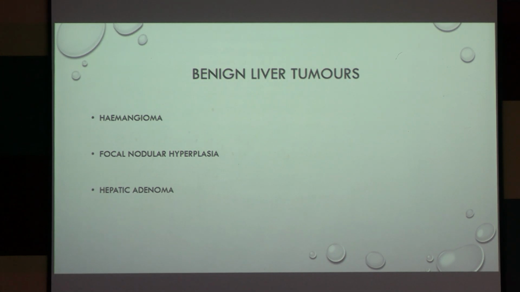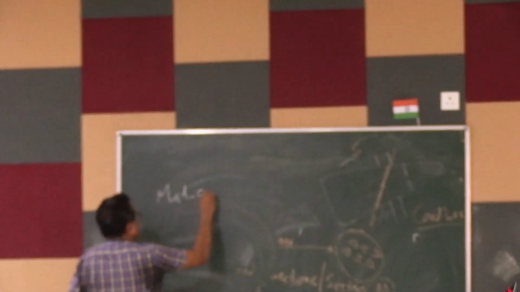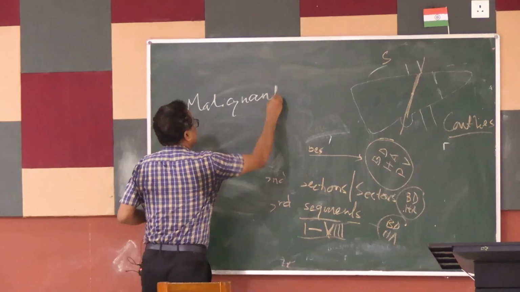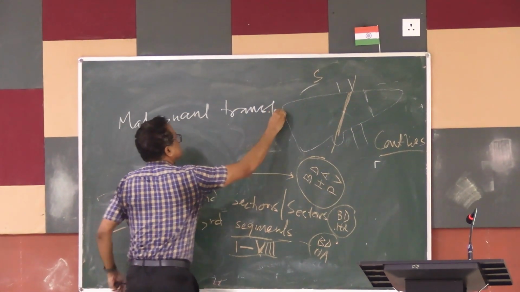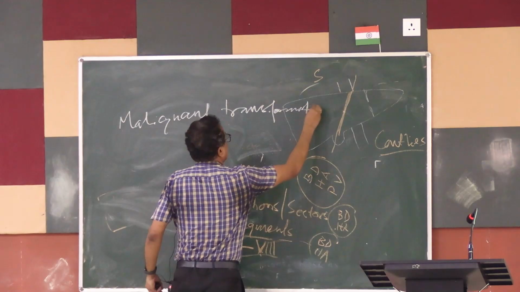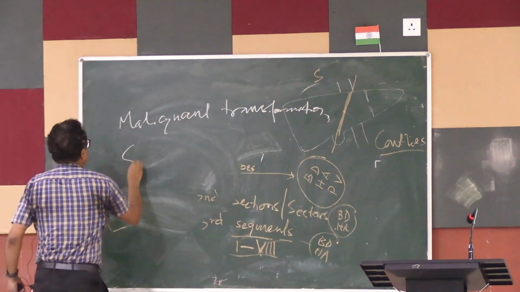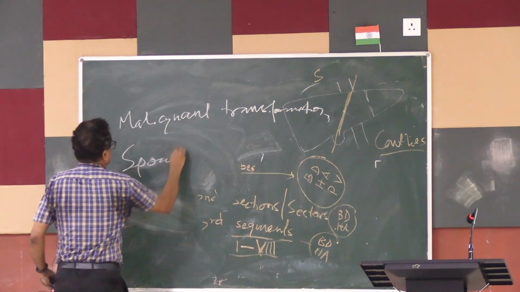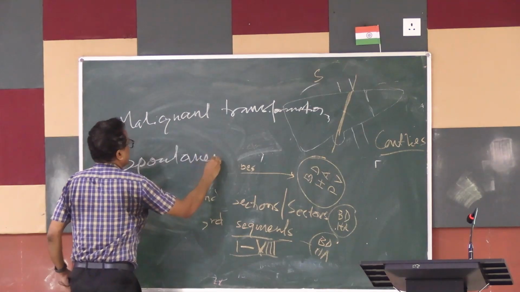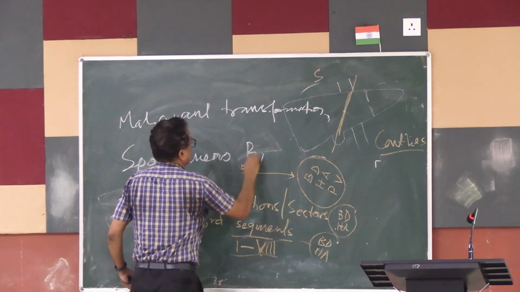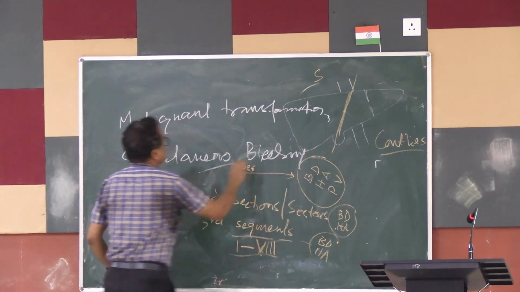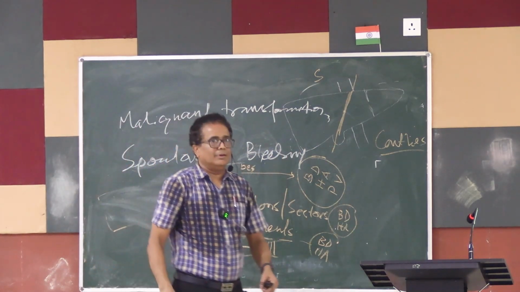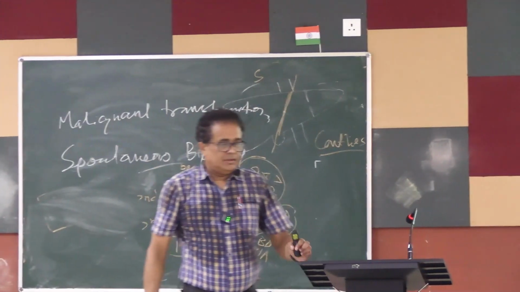One is the chance of malignant transformation. আর 2 নম্বরটা হচ্ছে spontaneous bleeding. এই দুটো জিনিসের উপরেই এই তিনটে তোর benign disease hinge করে.